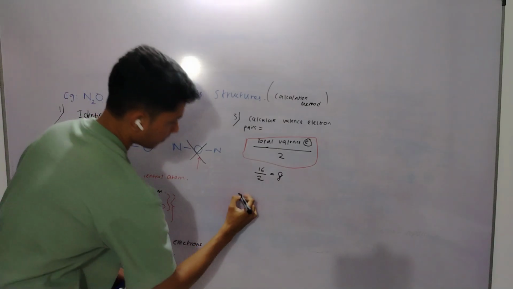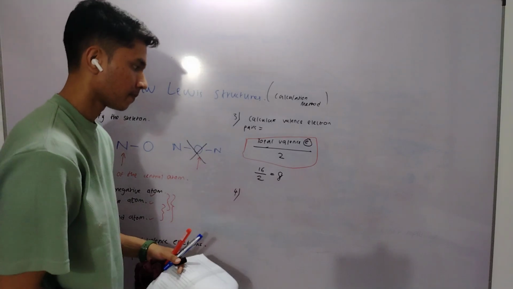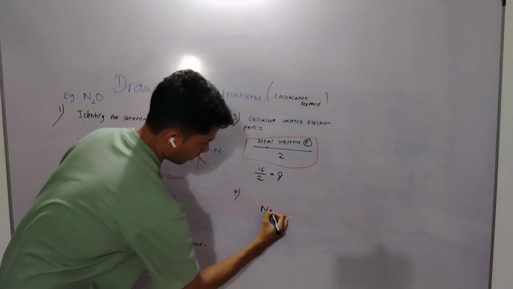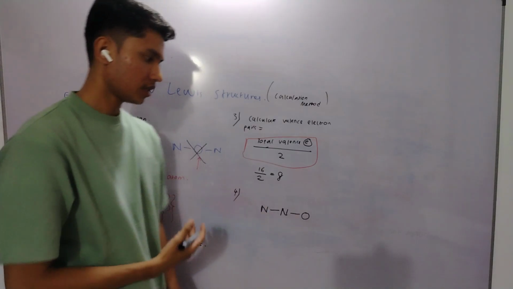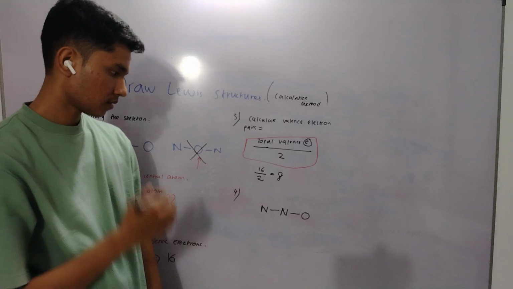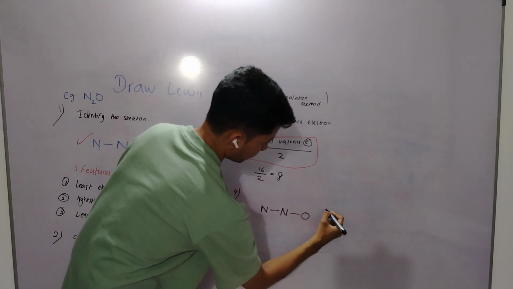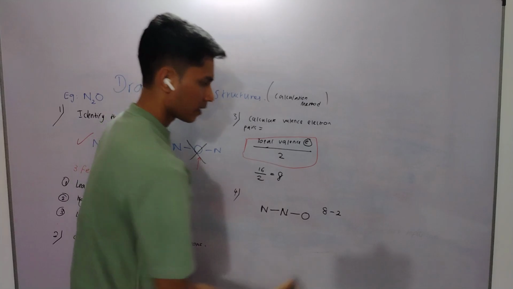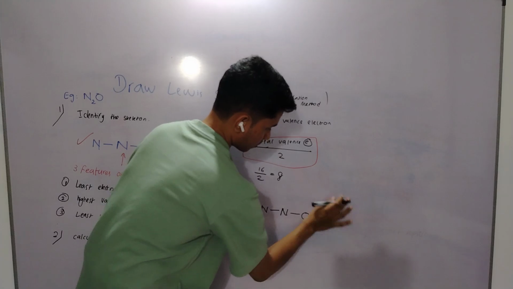Then the fourth step. In the fourth step, we draw the structure, the proper skeleton. N, O, N. We draw the most suitable skeleton. Then we subtract 8 minus 2.